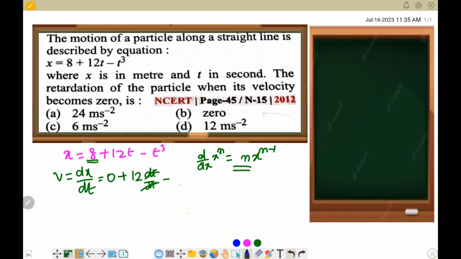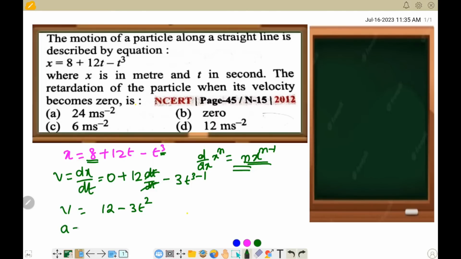So if you apply this formula here, what are you going to get now? Let us see. Here it is going to become 3 into t power of 3 minus 1, because n x power of n minus 1, and here the power is 3. So what is left here? Velocity is 12 minus 3t square, because 3 minus 1 is going to be 2 here. Okay, so we got velocity, but what is acceleration?